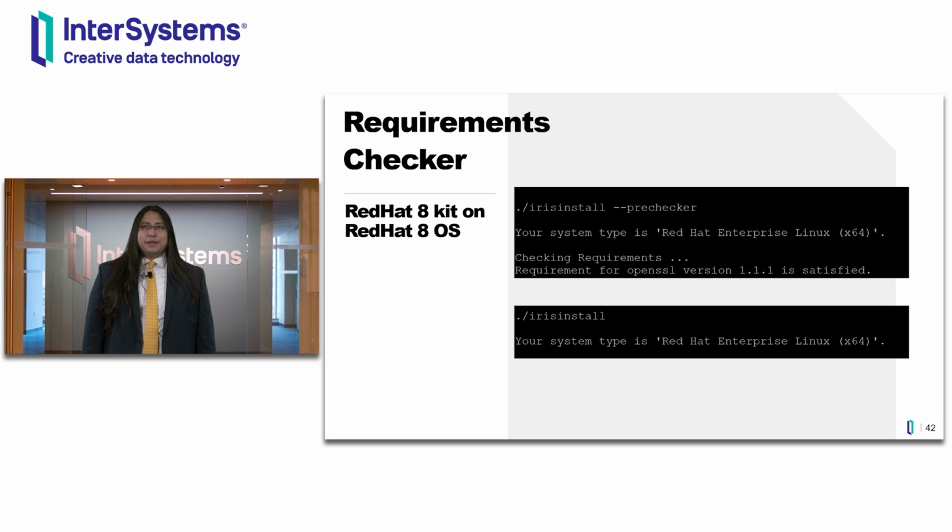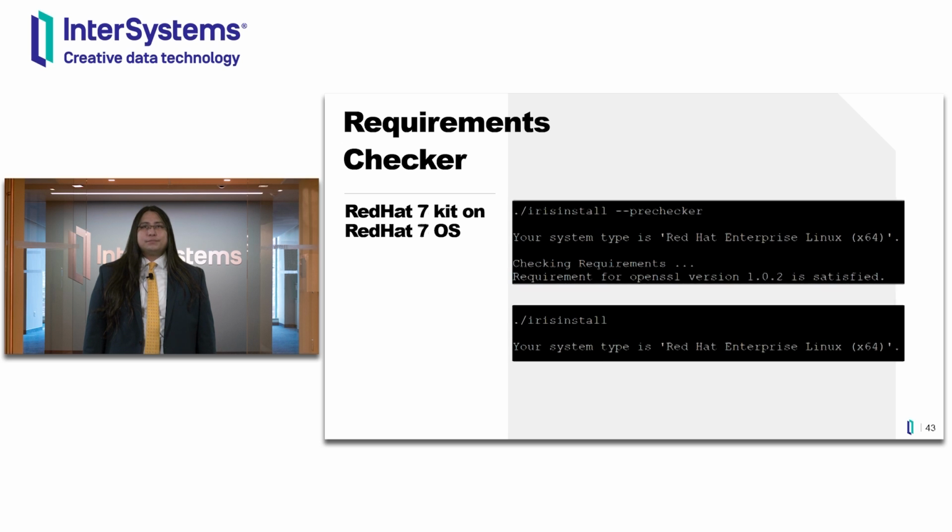Now, the case of actually running a Red Hat 8 kit on a Red Hat 8 machine is more straightforward. When running the requirements checker manually, you see here that it says, requirement for OpenSSL 1.1.1 is satisfied. That's the OpenSSL major version we would expect to see on Red Hat. And when we run the installer normally, it just proceeds with the installation. When running a Red Hat 7 kit on Red Hat 7, we see similar messages, but it specifies OpenSSL version 1.0.2, which is the version the kit expects to see installed on a Red Hat 7 machine. And once again, if you just run Iris install, the installation proceeds normally.